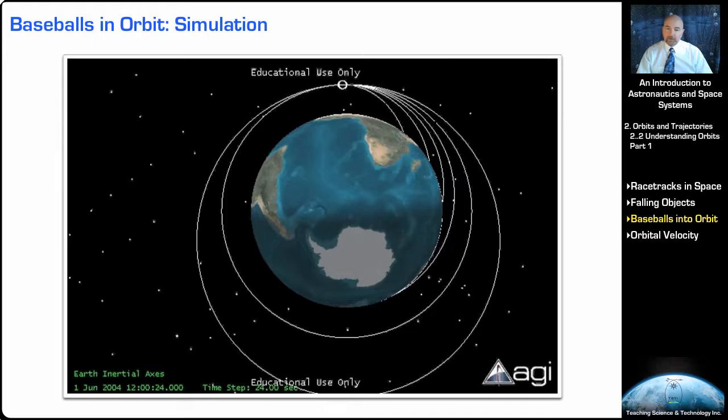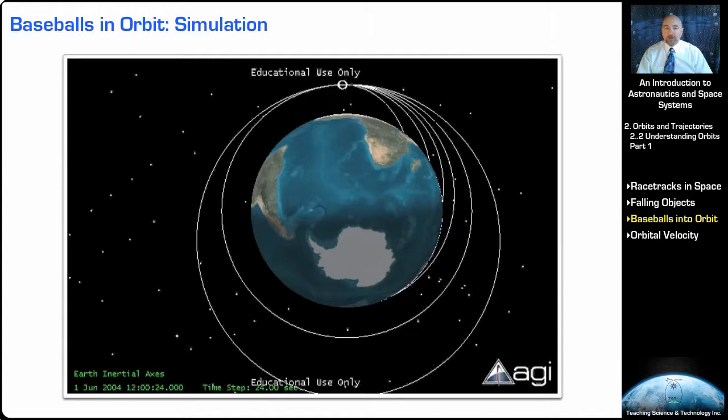It's much easier to visualize orbital motion using simulations and animations. Throughout this course, we'll use animations developed using Satellite Toolkit, STK, provided by our academic partner, Analytical Graphics, AGI. This simulation shows our baseball example starting from a slightly higher platform so we can better see what's going on.